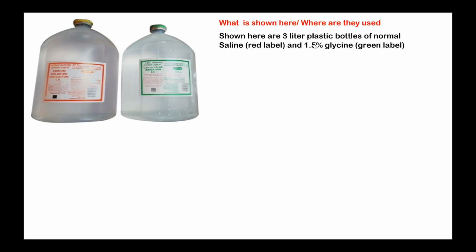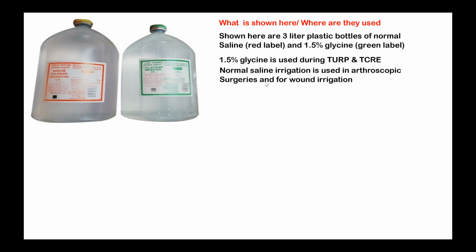So you have 3-liter plastic bottles. Saline is shown with a red label, and glycine is used during TURP and TCRE. What is this TCRE? Any idea about the expansion of TCRE? Transcervical resection of endometrium, sir. Okay, so that is the expansion for that. So normal saline irrigation is used mostly in arthroscopic procedures or for wound irrigation.